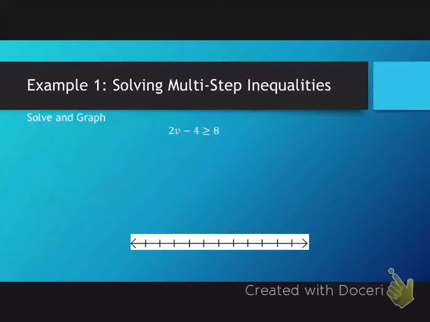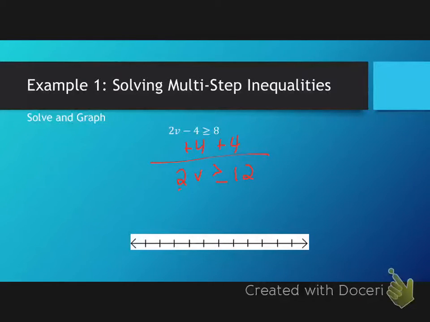Again, reverse PEMDAS, get rid of what's added or subtracted. Well, we're subtracting 4, so we do the opposite, which is to add 4. Whatever I do to one side, do to the other. And I will get 2v and 12. Now remember, nothing was multiplied or divided, so the signs are just going to stay the same.